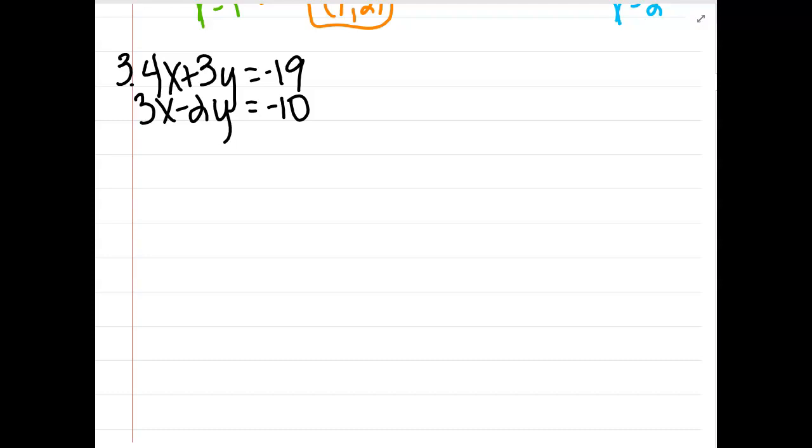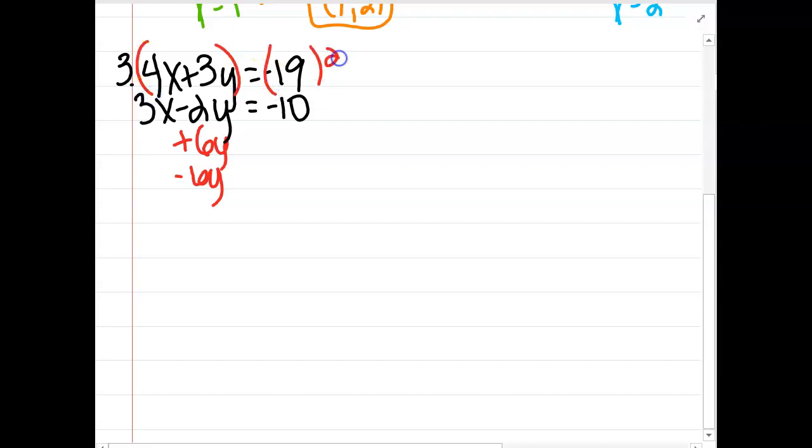Something that I can turn both the 3 and 2 into: 6. So the first equation, since it's positive, I'm going to turn it into a plus 6y. The second equation, since it's already negative, I'm going to turn it into a minus 6y. So I can see that those are going to cancel out. So the first equation, how do you get from 3 to 6? Multiply by 2. So we're going to multiply the entire first equation by 2.